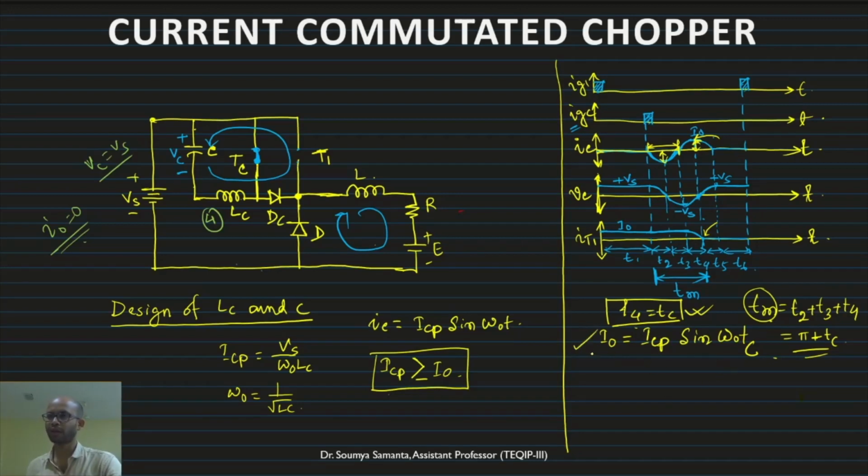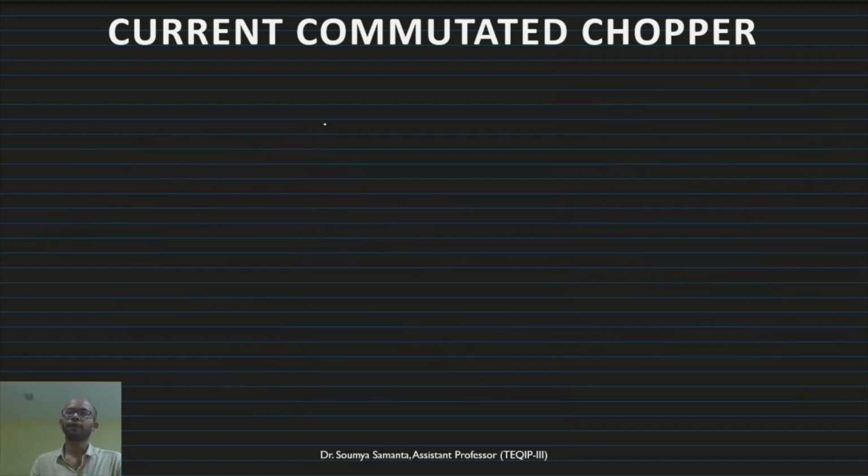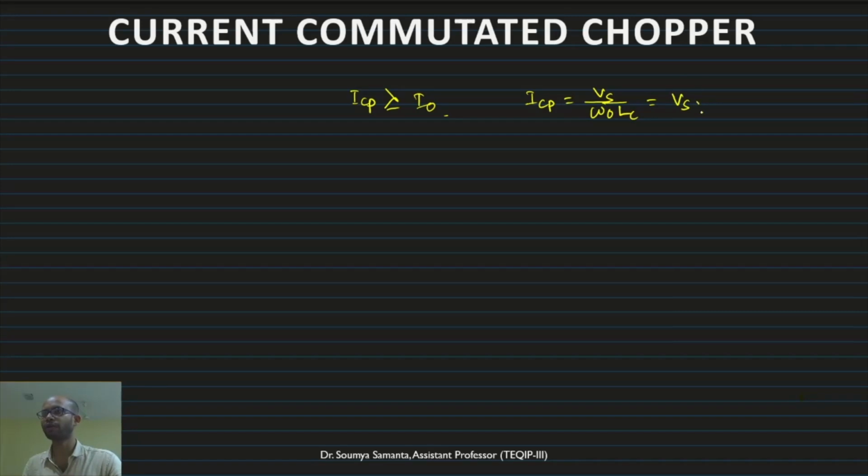Now these are the expressions. If we use them, we will be able to derive the conditions. Now let us derive the expression. So what was the condition? ICP should be greater than or equal to I naught. And what is ICP? ICP equals Vs by omega naught Lc. And what is omega naught? If I replace omega naught, this will be Vs into root of C by Lc. This will be the ICP.